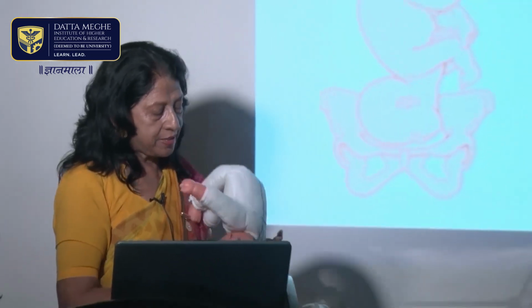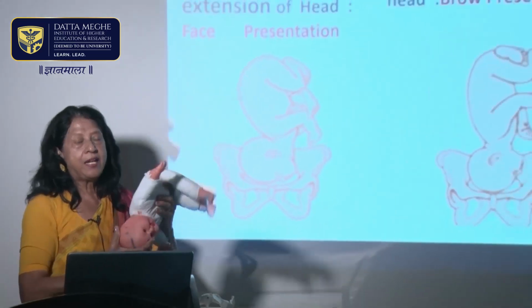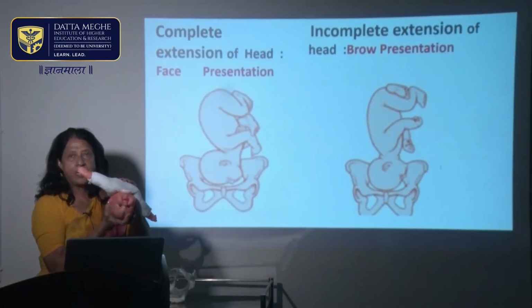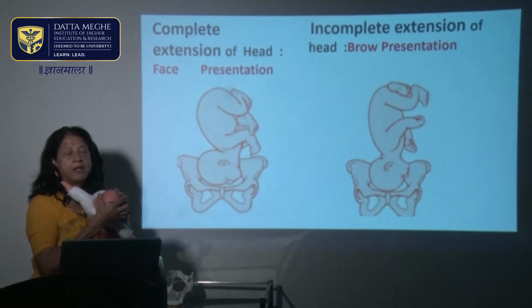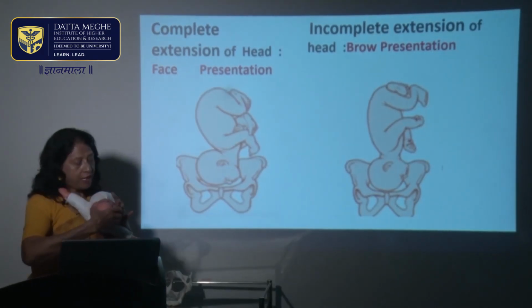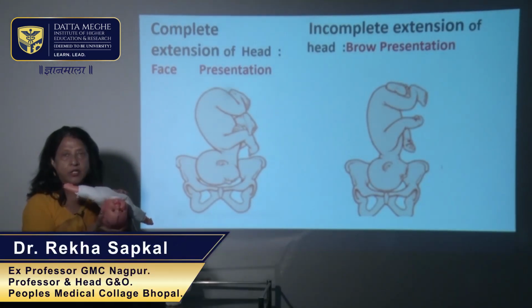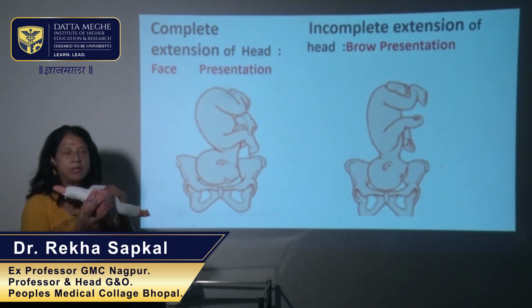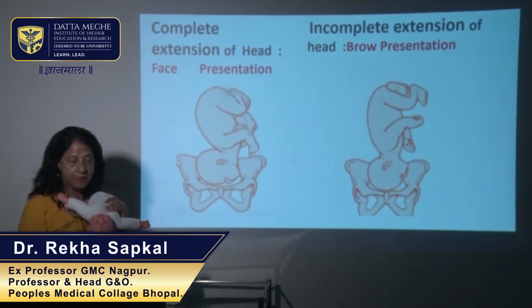Now, what is face presentation? We have discussed when the head is completely extended, it is face. When it is well flexed, it is vertex. This is complete extension, this is partial extension, that is brow presentation.